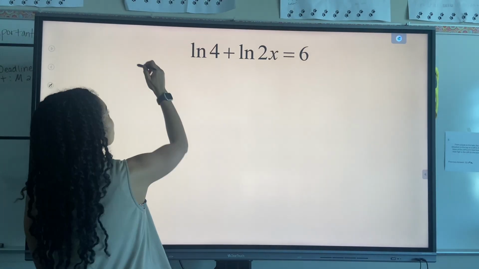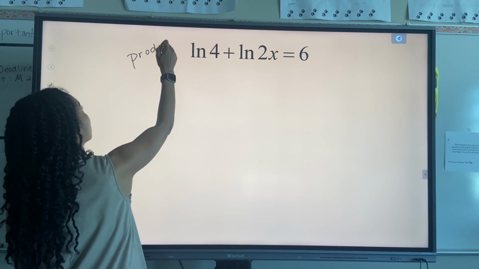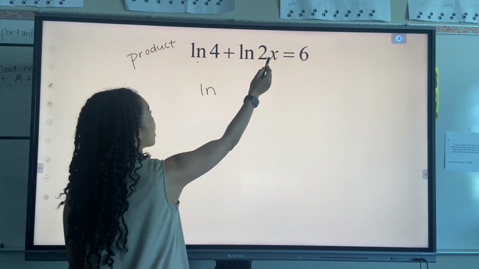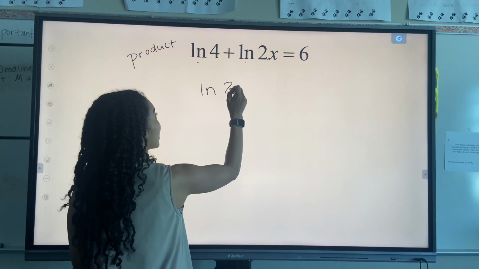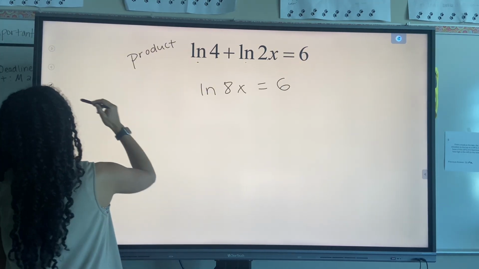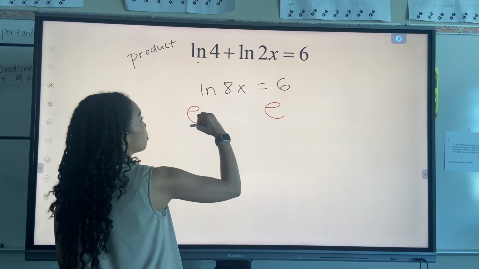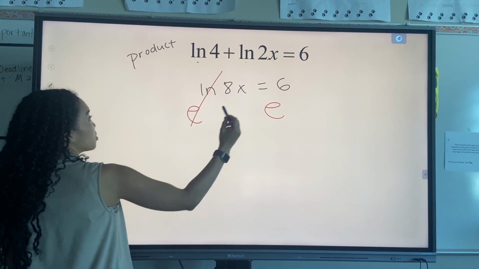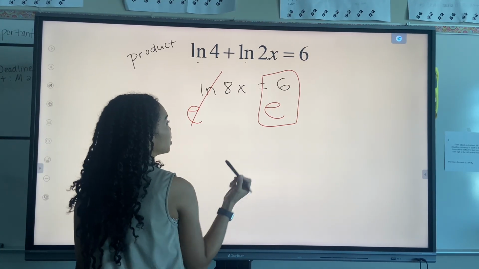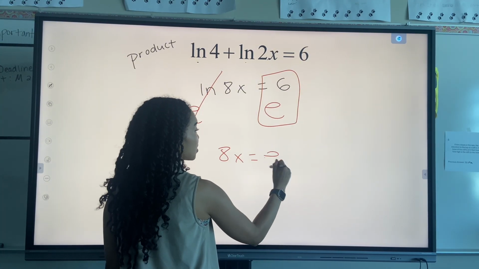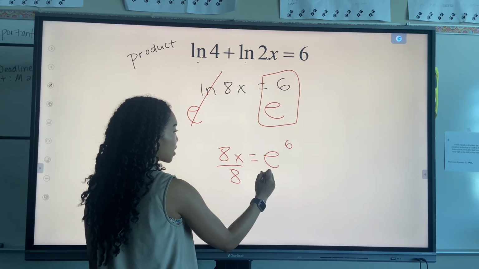First, I'm going to do the product property. Whenever you have logs, you can combine it by multiplying these. So 4 times 2x is 8x. Now, to get rid of a natural log, you can do base e on both sides. So type this into the calculator. What is that equal to? Once you figure out what e to the power of 6 is equal to, then you just divide both sides by 8.